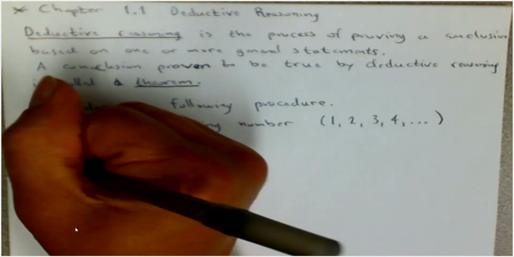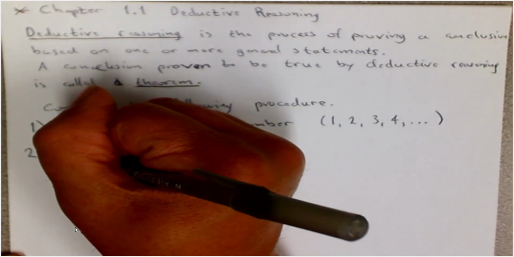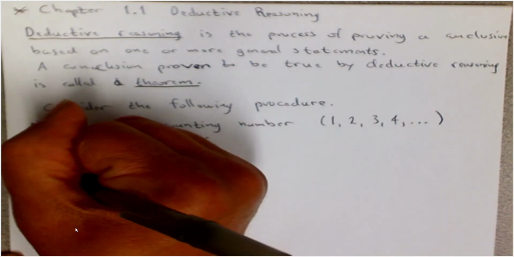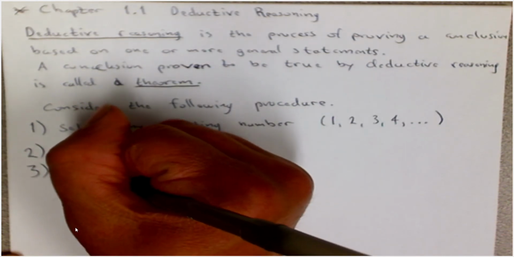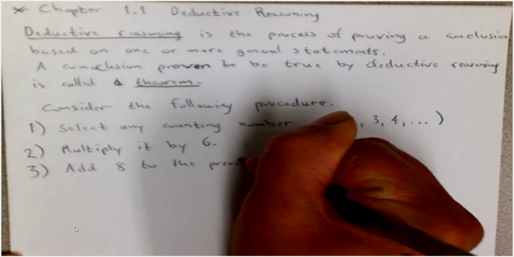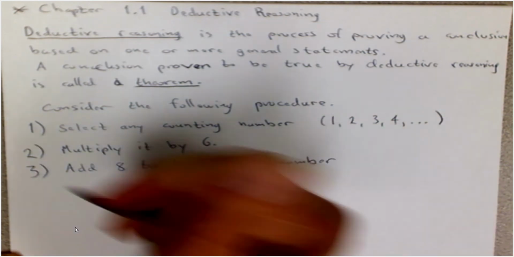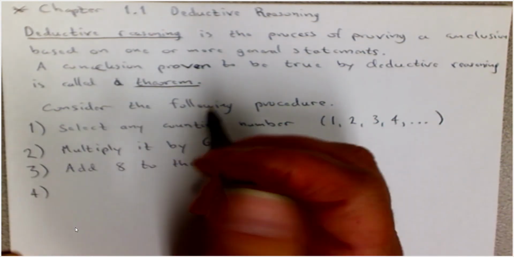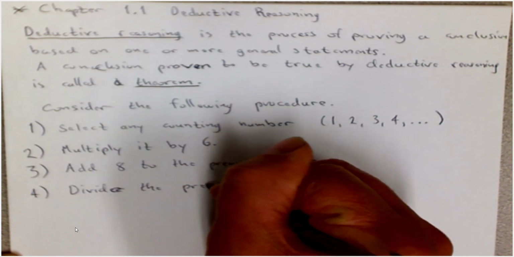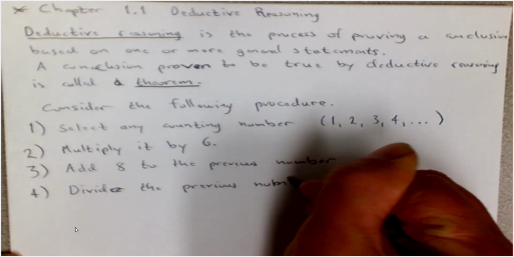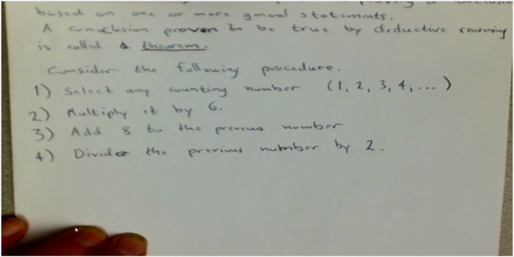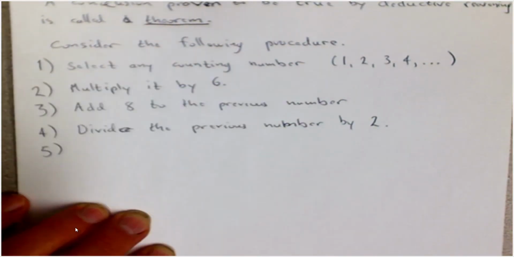Two, multiply it by 6. Three, add 8 to the previous number. Four, divide the previous number by 2. I'll clarify this, and we'll go through some examples to make sense. And then a fifth step: subtract 4 from the previous number.